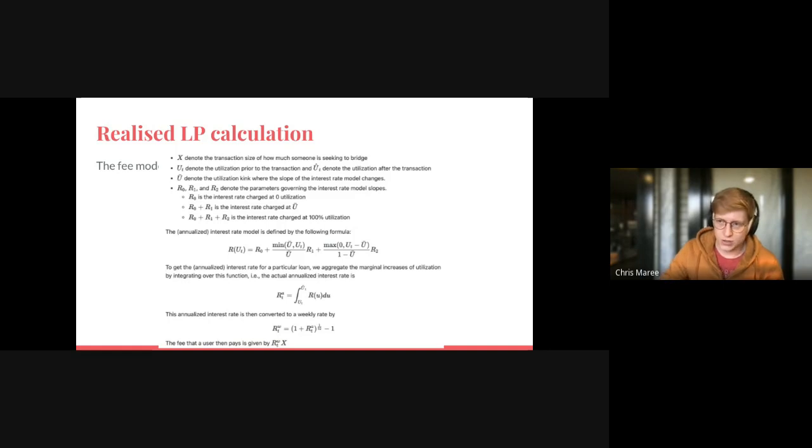It's basically like a straight line with a kink in it. And then to calculate the annualized rate, we just find the area under this curve. So we integrate between the utilization before your deposit and the utilization immediately after your deposit, and then convert that into a rate over a 1-week loan, which is the equation at the bottom. So you can go to the next slide.